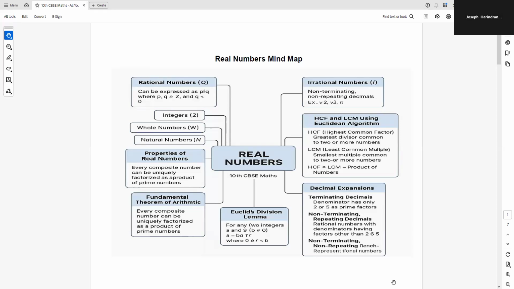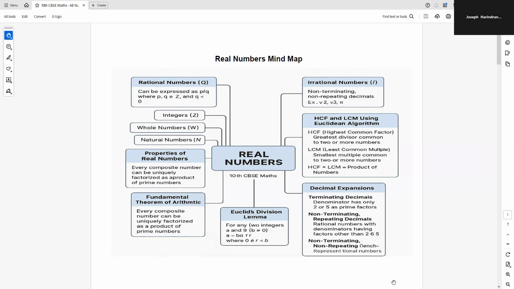First of all, real numbers are broadly classified as rational numbers and irrational numbers. Rational numbers can be expressed in the fractional form P by Q, where P and Q are integers belonging to Z. Here capital Z denotes the set of all the integers, and Q is not equal to 0.